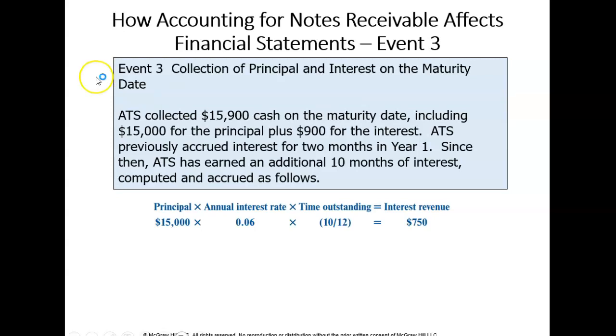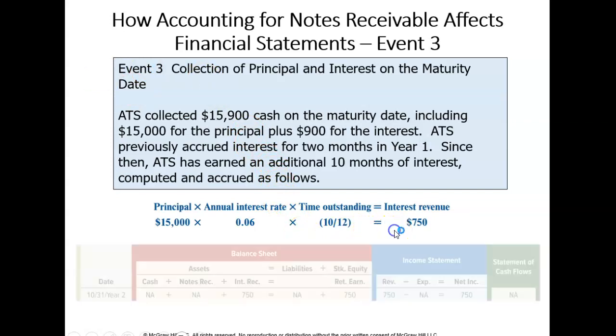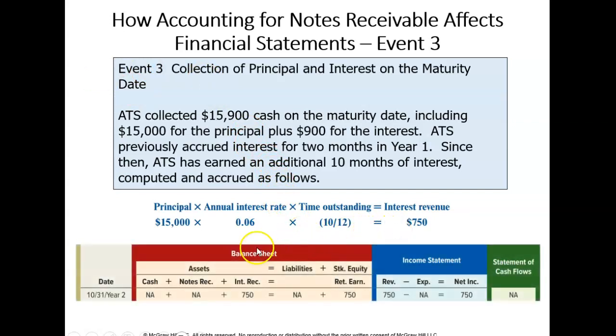So here in year 2, we'll recognize and record the remaining 10 months of interest, which totals $750. So from a revenue standpoint, the interest owed in year 2 is going to be $750. You recognize interest receivable. You're going to recognize interest revenue for $750, which will increase your retained earnings account.